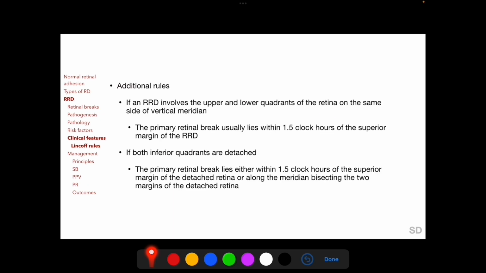There are additional rules which are actually variations of original Lincoff rules, and the one which is a variation of Lincoff Rule 1 states that if an RRD involves the upper and lower quadrants of the retina on the same side of the vertical meridian, the primary retinal break usually lies within 1.5 clock hours of the superior margin of the detached retina, and the rule which is a variation of Lincoff's Rule 3 states that if both inferior quadrants are detached, the primary retinal break lies either within 1.5 clock hours of the superior margin of the detached retina or along the meridian bisecting the two margins of the detached retina.